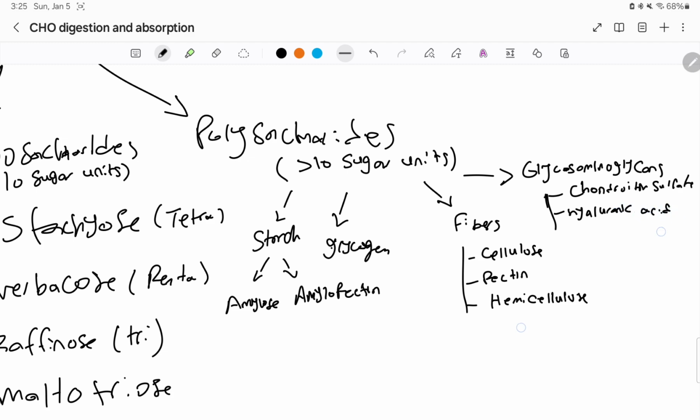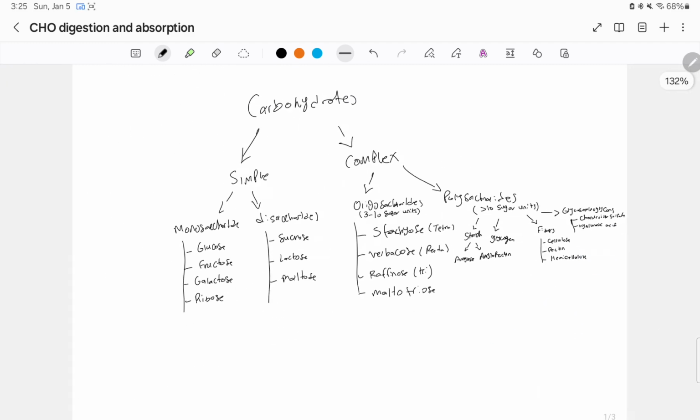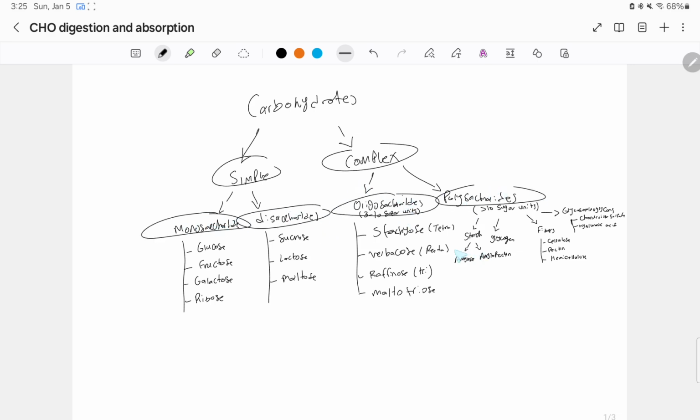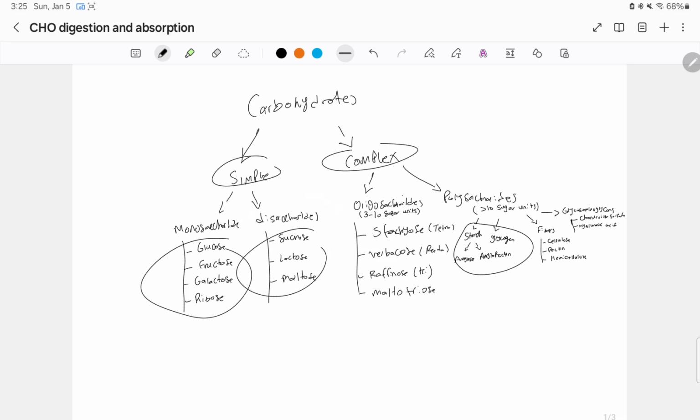But again, I just wanted to show you what carbohydrates are. When we talk about carbohydrates, we're talking about simple carbs or complex carbs. Simple is going to be monosaccharides and disaccharides. Complex is going to be oligosaccharides and polysaccharides. Now, we're really mostly going to be dealing with this stuff, and this stuff, as well as these.